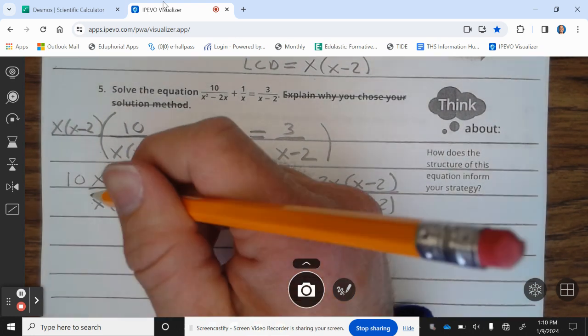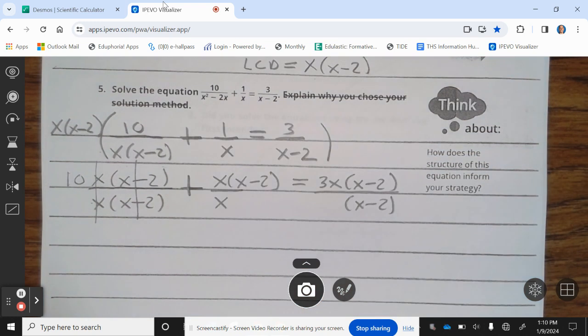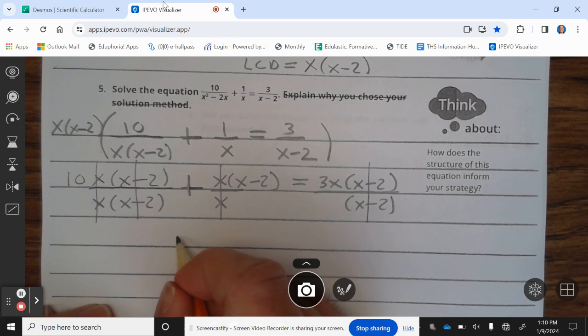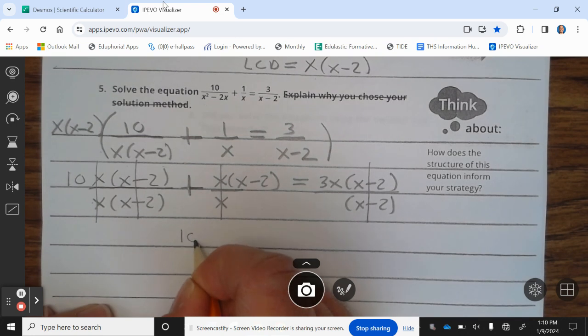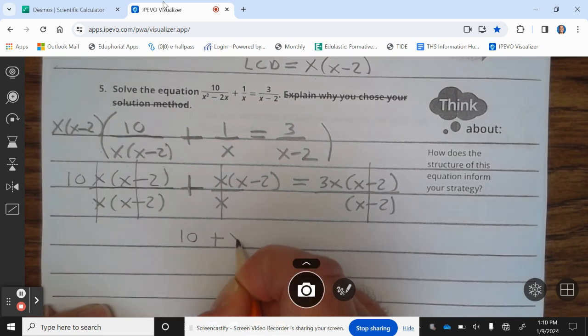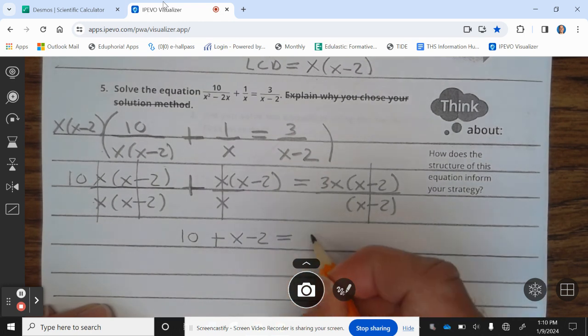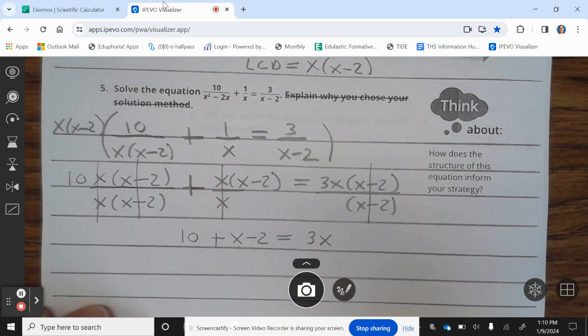Okay, well, this divided becomes 1, this divided becomes 1, this divided becomes 1, this divided becomes 1. So we're left with 10 plus x minus 2 equals 3x.